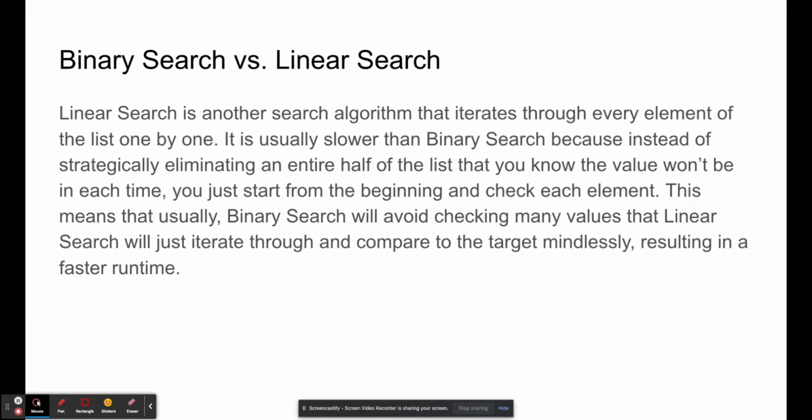Linear search is another search algorithm, and it works by mindlessly iterating through every element in the list until it finds the target or reaches the end. This means that linear search will just mindlessly check many values that binary search will just ignore because it knows those values can't be the target. Therefore, binary search, on average, is much faster than linear search.